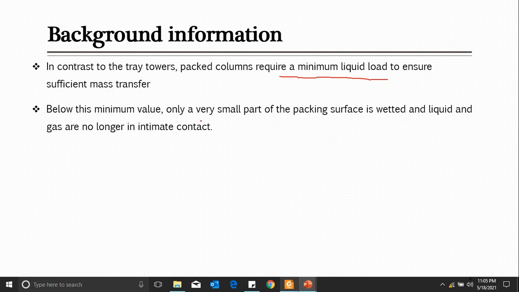So if the liquid flow rate is very low, it will lead to the liquid load at the same time being low on the surface of the packing. So the packing is not fully wetted, and when it is not wet, the contact between the liquid and the vapors on the surface of the packing will be less, and that will definitely lead to low efficiency of these towers. So a packed tower will provide you less efficient operation.